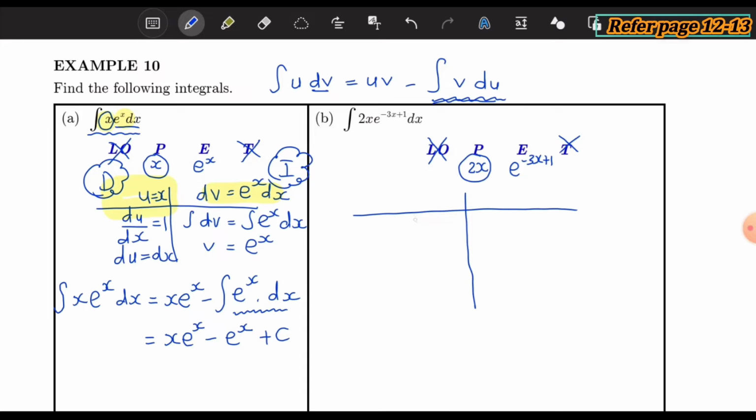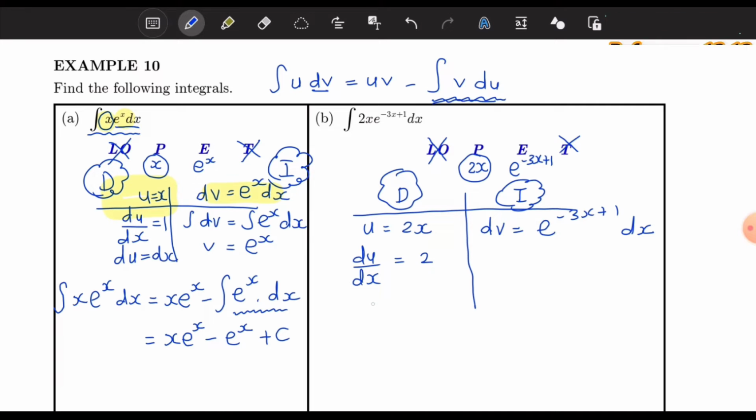Okay, we separate into two. We need to differentiate u equals 2x to get du/dx, and we need to integrate the rest. The rest is the exponent, so we write dv equals e^(-3x+1) dx. So, du/dx equals 2, or du equals 2 dx. Okay, we will substitute and replace du from the formula with du equals 2 dx.